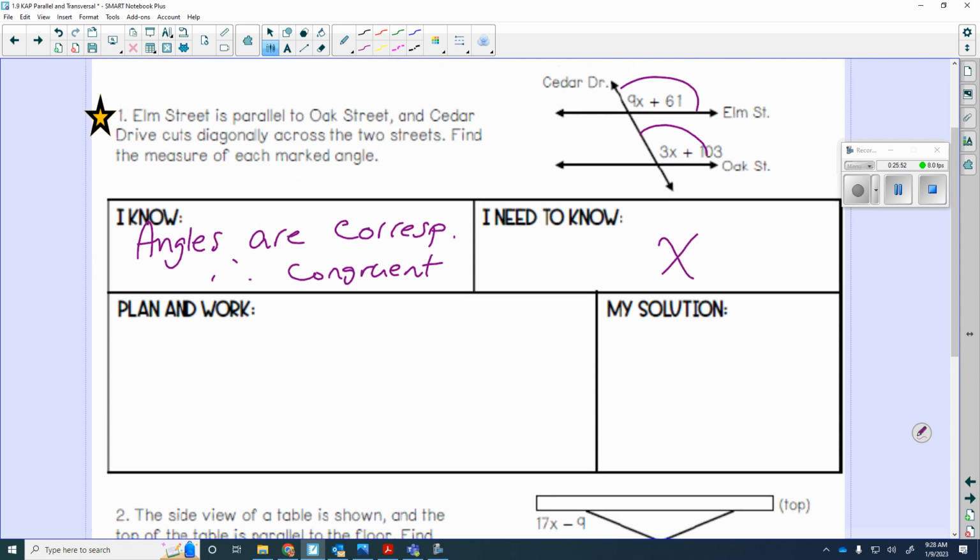X. What do you think goes in plan and work? The equation. So what's the equation? Is that hard now? I hope not. We've been doing that for a while, okay? The only new piece is you have to know their relationship in order to write the equation. We're going to subtract 3x from both sides, subtract 61 from both sides.